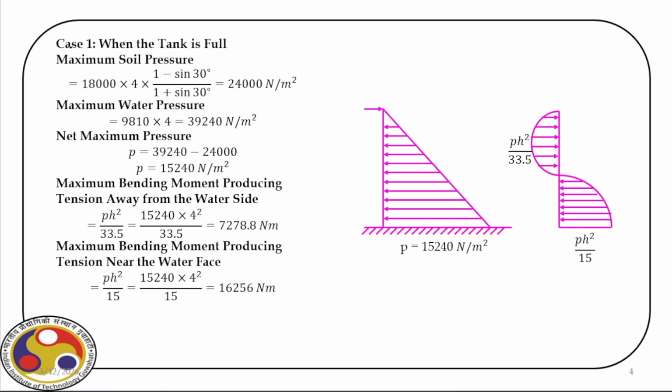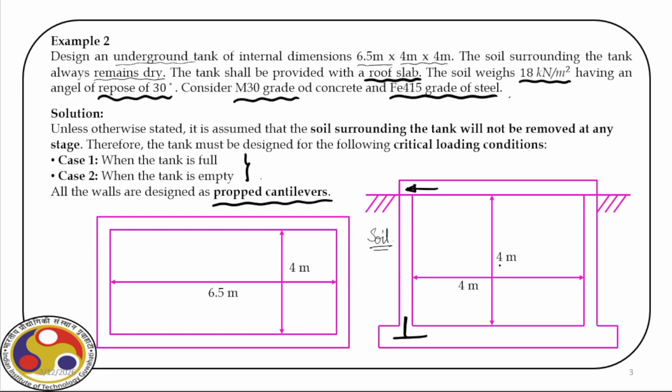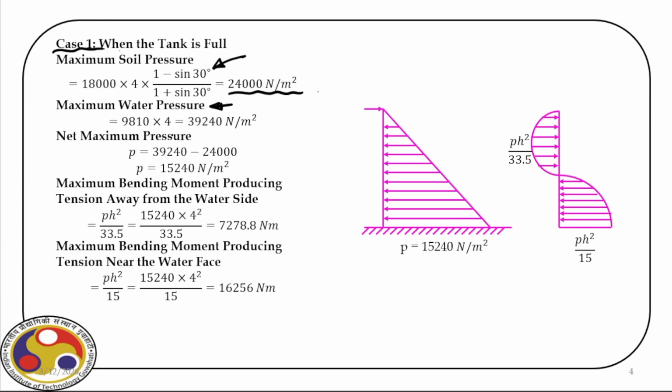So now we have the maximum soil pressure. For this case, recall the angle of repose is 30 degrees. So the soil pressure is 24,000 Newton per meter square. Then we find out the maximum water pressure, and the height is 4 meter. So the maximum water pressure is 39,240 Newton per meter square. So the net pressure will be the difference of these two. So the net pressure, as you can see here, is 15,240 Newton per meter square.